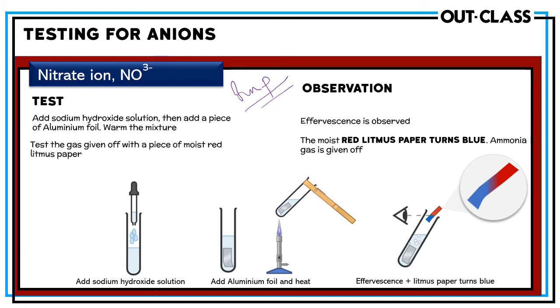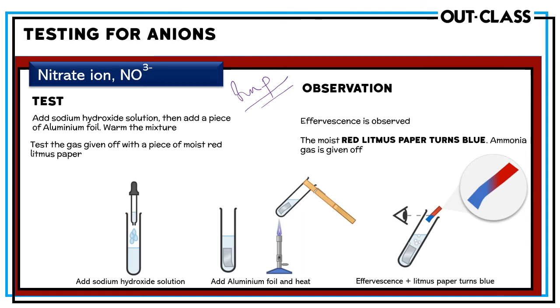Nitrate ion produces ammonia gas only once you add aluminium foil or aluminium powder to the test tube and then warm. If the ammonia gas is released without adding aluminium powder, it is due to ammonium ion. If it is produced after adding aluminium powder, then it is due to nitrate ion. But sodium hydroxide you have to add for both the tests. So for nitrate ion, we add dilute sodium hydroxide or aqueous sodium hydroxide to the salt solution and a piece of aluminium foil and warm the mixture.